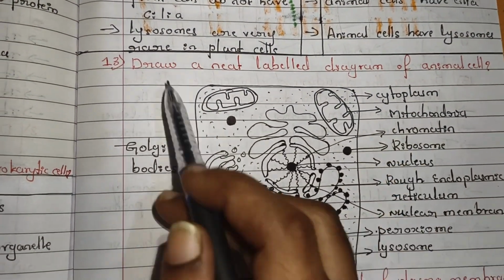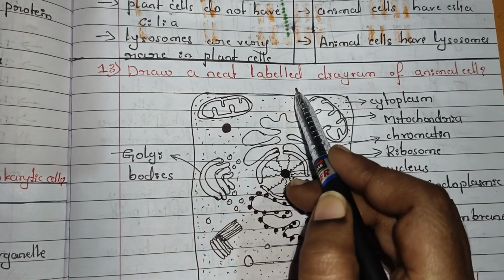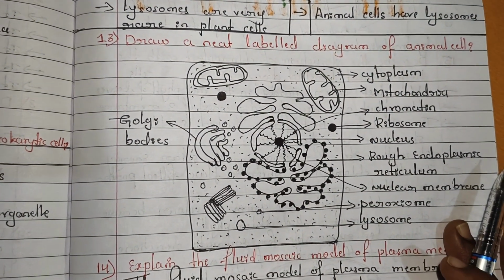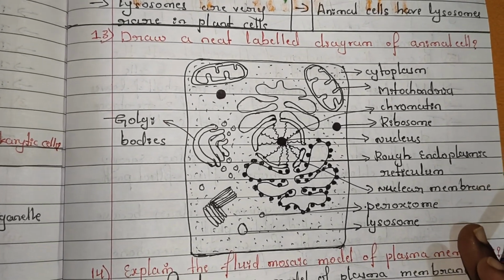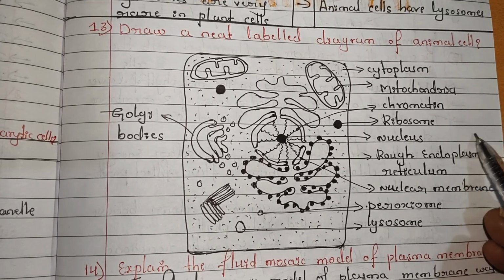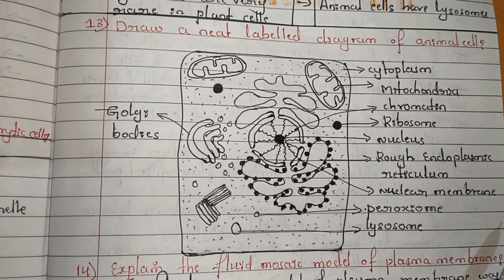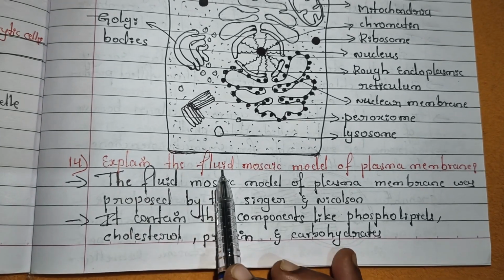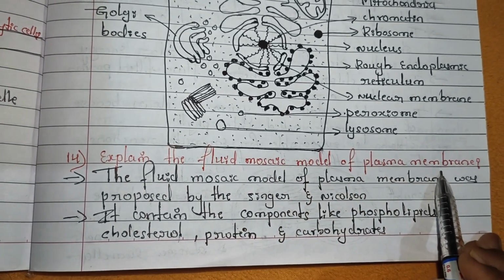Next, draw a neat labelled diagram of the animal cell. Last year there was a question on the animal cell diagram. So they will sometimes ask for either an animal cell or a plant cell diagram. And the next question is, explain the fluid mosaic model of the plasma membrane.